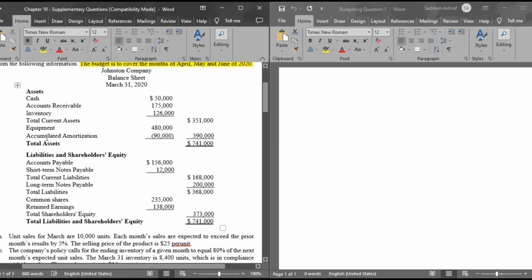Then there is equipment, and we have subtracted accumulated amortization. Do you know about accumulated amortization? Is it depreciation? Yes, exactly. It is depreciation. But normally, the word amortization is specifically used in Canadian universities and some books from Canadian authors. In America and UK, they normally use the word depreciation. So you can keep in mind that accumulated amortization and accumulated depreciation are the same. So what is the meaning of accumulated depreciation?